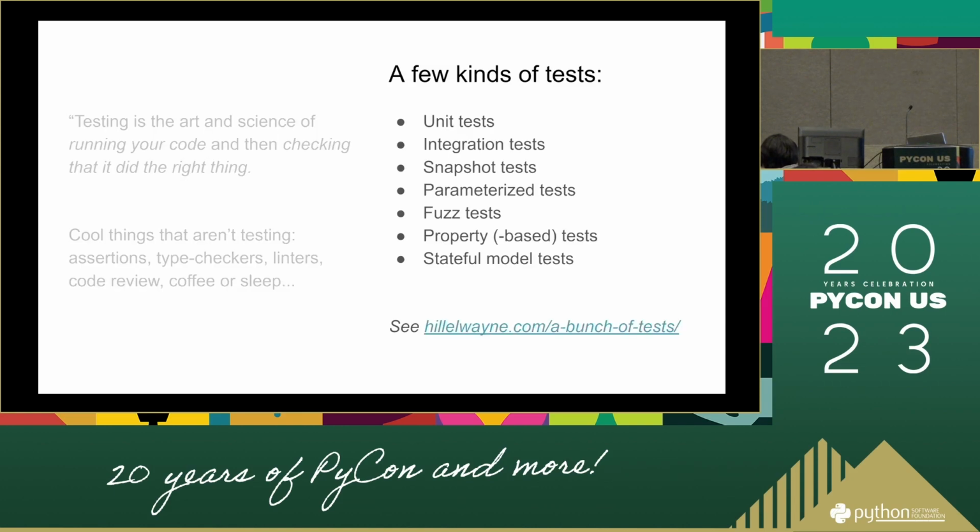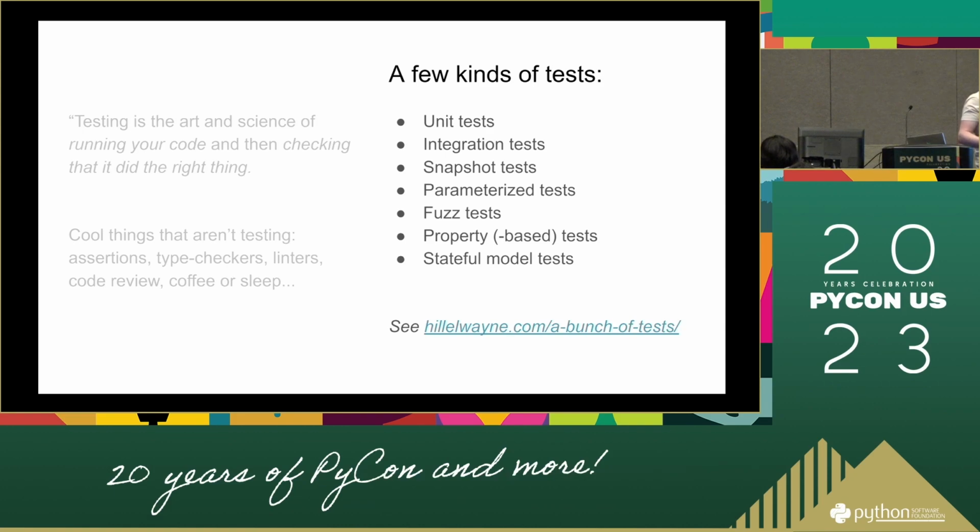And there are a lot of different kinds of tests that we might use. One of my friends, Hillel, wrote a big list, and some of them include things like unit tests, integration tests, snapshot tests, where you record the output of your code and then can later check that it didn't change when you changed your code. You can parameterize tests. Hands up who's used PyTest before. Keep them up if you've used a PyTest parameterize. Okay, about half the room.